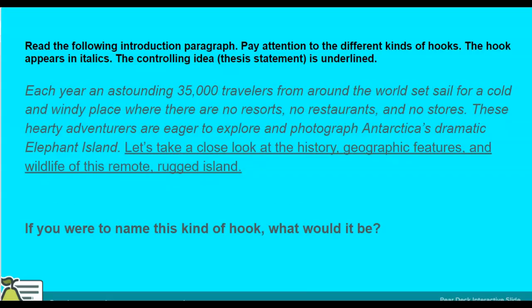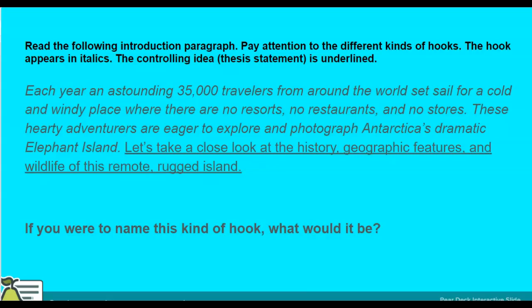What about this one? Each year, an astounding 35,000 travelers from around the world set sail for a cold and windy place where there are no resorts, no restaurants, and no stores. These hardy adventurers are eager to explore and photograph Antarctica's dramatic Elephant Island. Let's take a close look at the history, geographic features, and wildlife of this remote, rugged island.